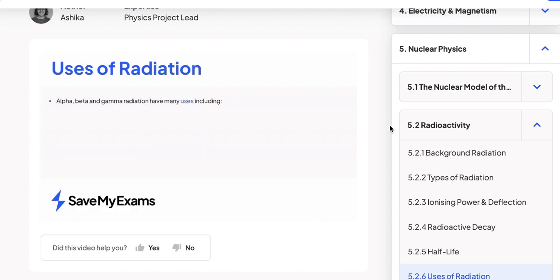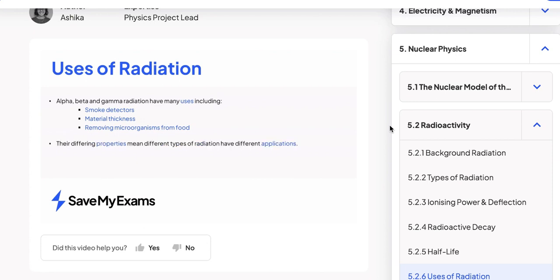Alpha, beta, and gamma sources can be used in smoke detectors, measuring material thickness, and extending shelf life of food products, among other uses. Depending on the properties of the radiation type, different applications will be more appropriate. It's on you to be able to recall these properties and decide the best type of radiation for a variety of uses, and you will normally have to justify your answer.